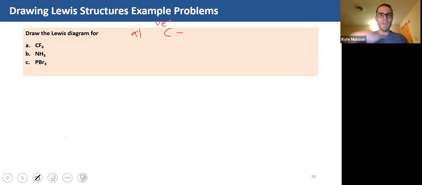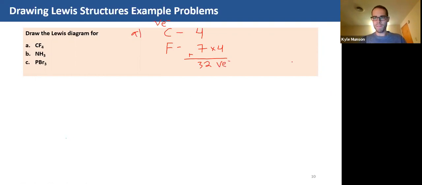I'll just do VE. Carbon has 4 valence electrons, and again, you can get that from the number of the column that it's in. Fluorine here is going to have 7 valence electrons, again, just right off of the periodic table. And we have 4 of them. So we're going to add that all up. In total, I have 32 valence electrons for this compound. So that's step one. Easy, right? You just determine the number of valence electrons that you have.